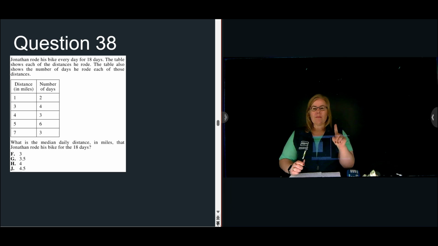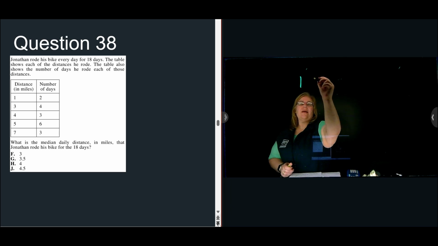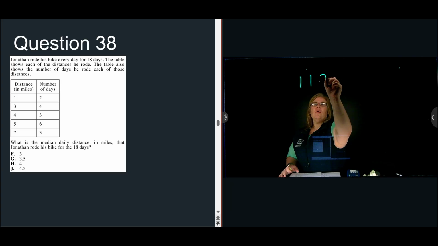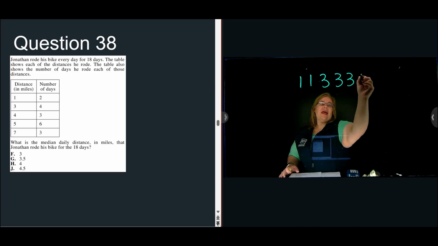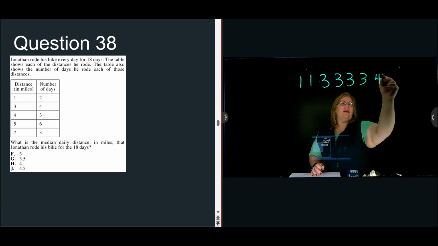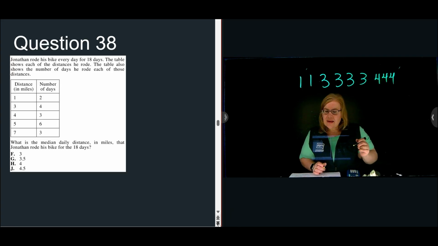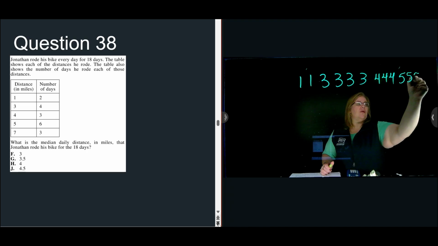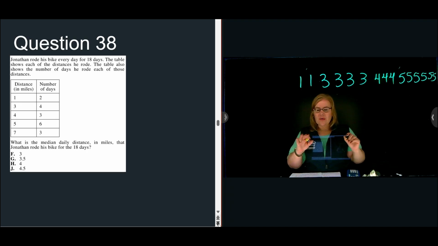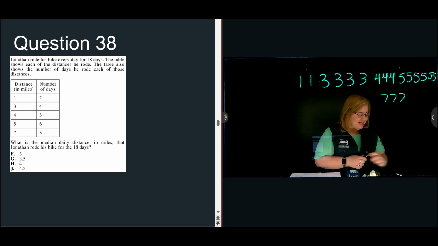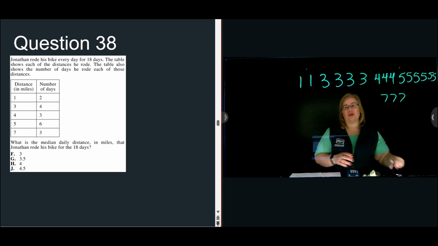He rode 1 mile, 2 days. 1 day, 2 days. Then he rode 3 miles, 4 days. 1 day, 2 day, 3 day, 4 days. He rode 4 miles, 3 days. 1, 2, 3. Then he rode 5 miles, 6 days. 1, 2, 3, 4, 5, 6. And then for 3 days, he went 7 miles. 1, 2, 3.